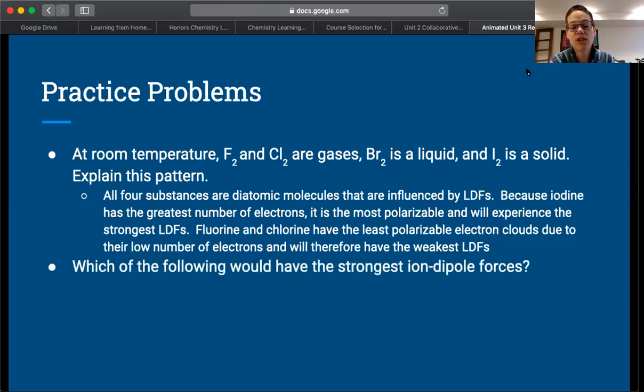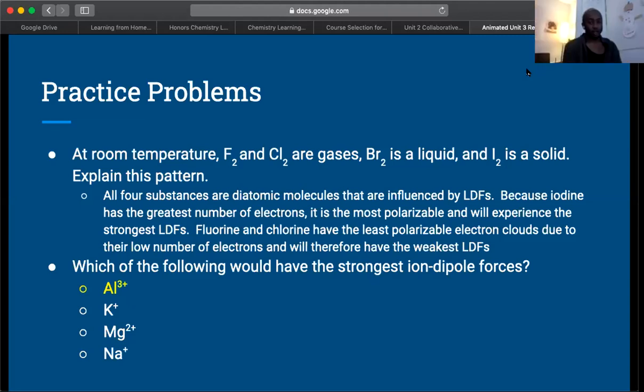Okay. So which of these following, which I'm about to put up, are going to have the strongest ion-dipole forces, right? So this is full charge, partial charge. So between all of these, the highlighted answer is aluminum. Why would that have the strongest ion-dipole forces? It has the largest charge.